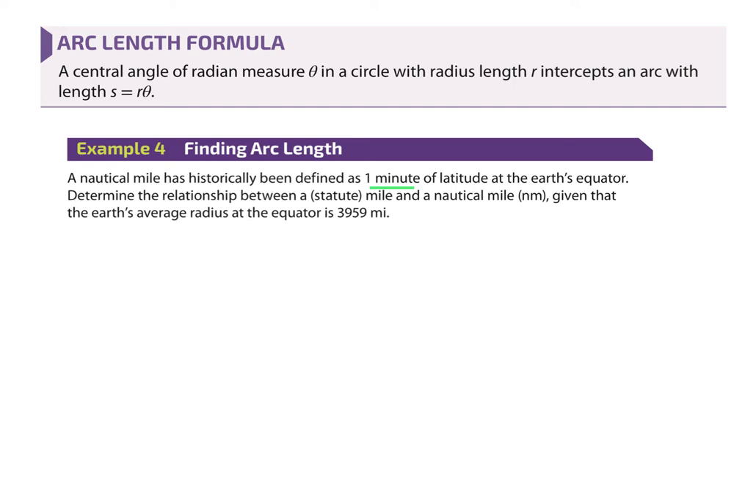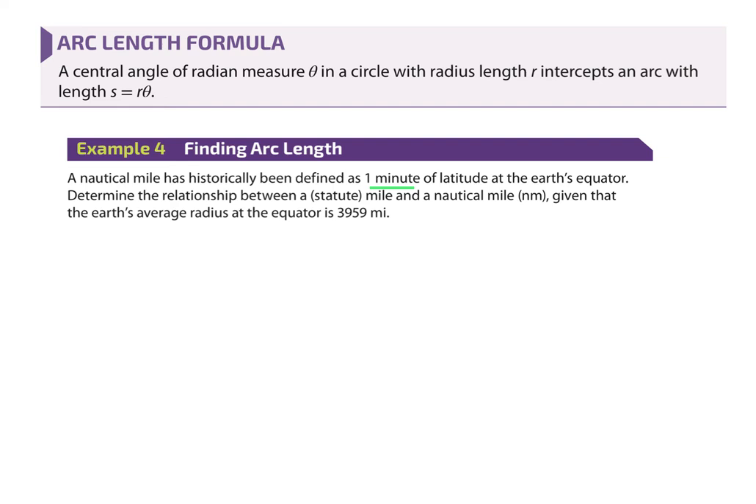A nautical mile has historically been defined as 1 minute of latitude at the Earth's equator. Determine the relationship between a standard mile and a nautical mile, given that the Earth's average radius at the equator is 3,959 miles. All right. So they technically gave us this in degrees, but they gave it to us with minutes and seconds versus decimal degrees. Does that make sense? So when you see the term minute, they actually are giving it to you in degrees.